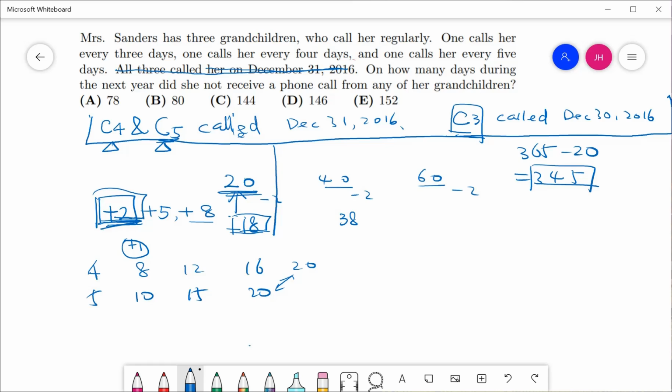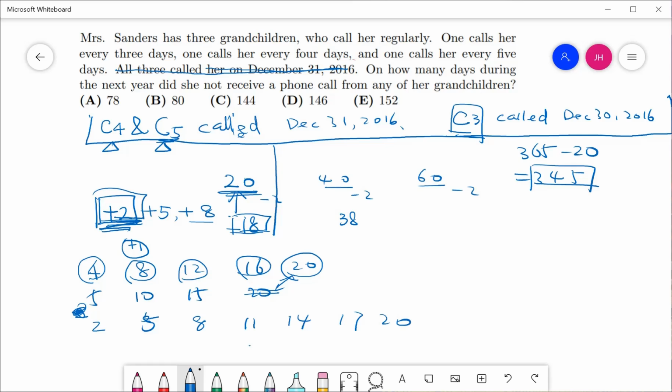And how about C3, who calls her every 3 days? Remember, we are starting from 2, right? So, okay, 2, 5, 8, 11, 14, 17, 20. Good. Let's see how many days we have at least 1 grandchild call her. We have 4, that's 1, 2, 3, 4, and 5, right? Because this is double counted, we cross it out. And that's 5, 6, 7, 8, 9. This is double counted, we cross it out. This is double counted, we cross it out. 11, that's not, so we need this. How about 14? We need it. 17, we need it. And this is triple counted.